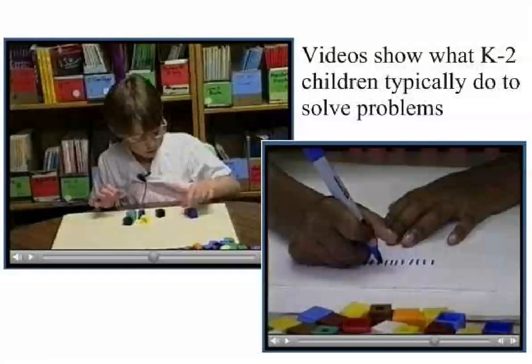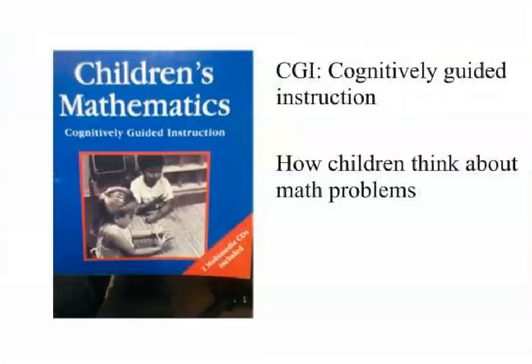And we're going to start looking at solution strategies and what solution strategies children tend to learn and in what order. And so we're going to be bouncing around between this children's mathematics book and a couple of other books and resources that talk about solution strategies. And that is our goal for learning about cognitively guided instruction.